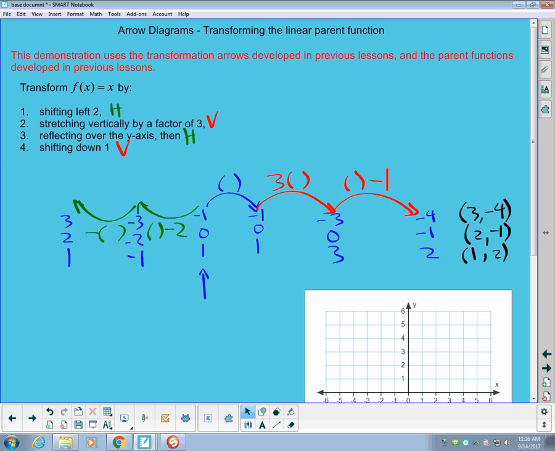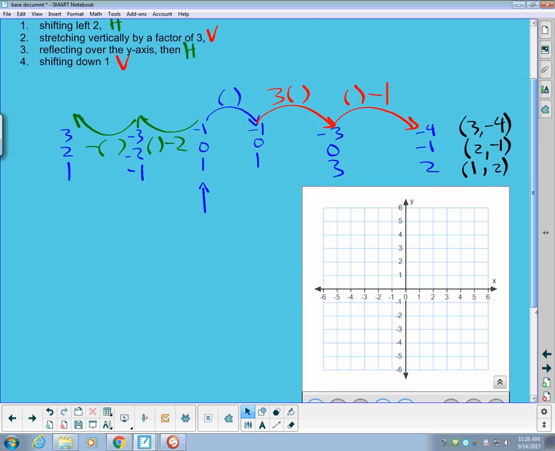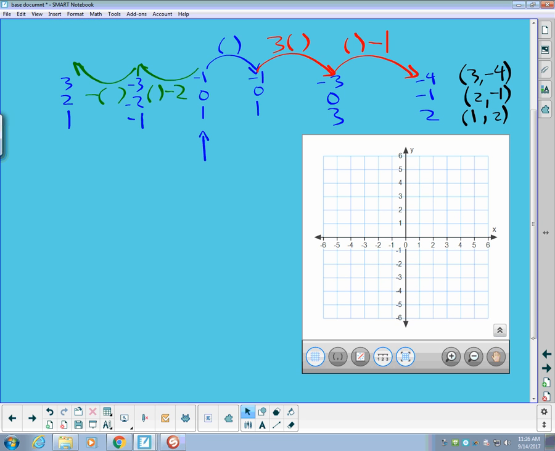These are the points that I need to put on my graph. So 3, -4 is right there. 2, -1 is right there. And 1, 2 is right there. My parent function is linear. It's a straight line. These line up in a straight line. So I will do my best here without a ruler to draw a straight line through those points. That's what that graph should look like.